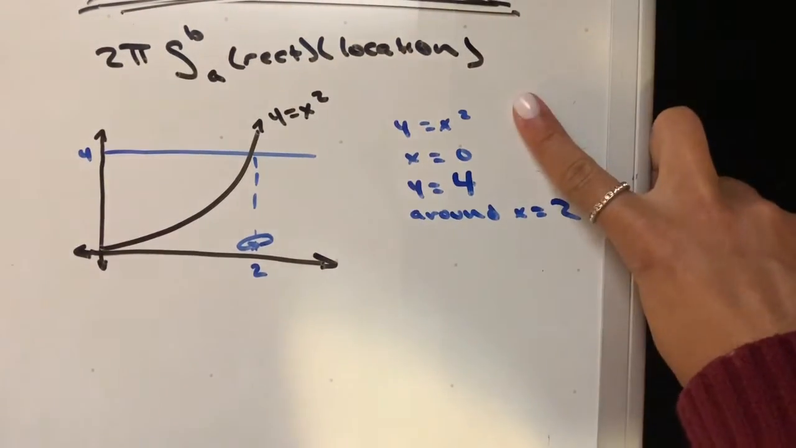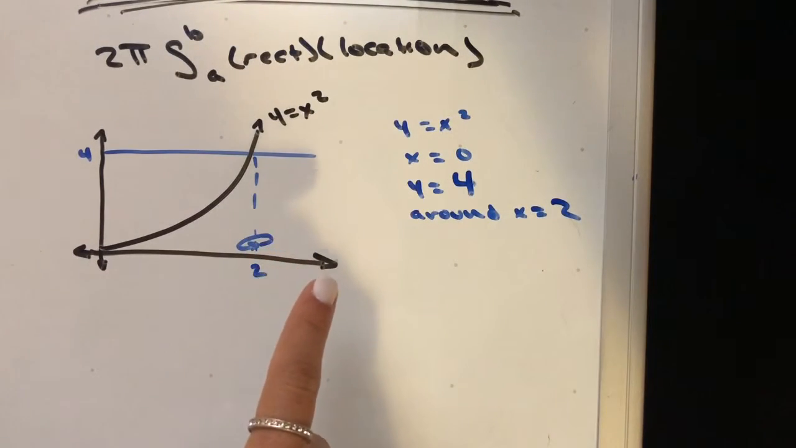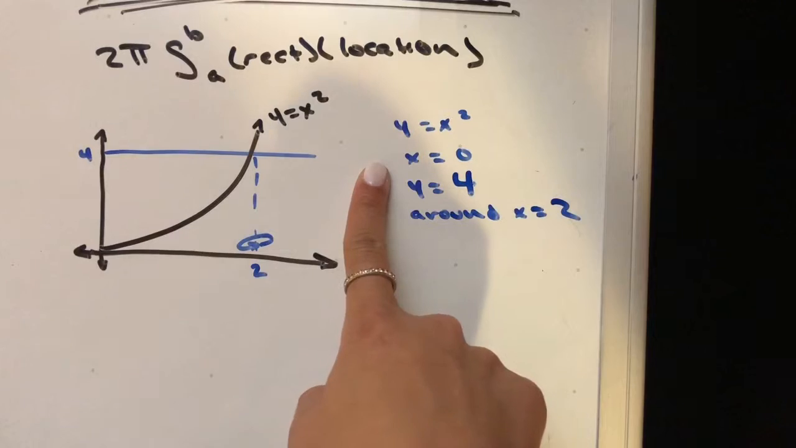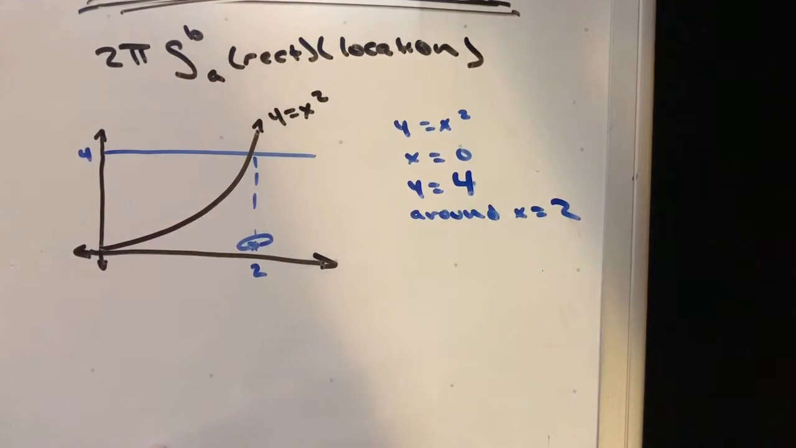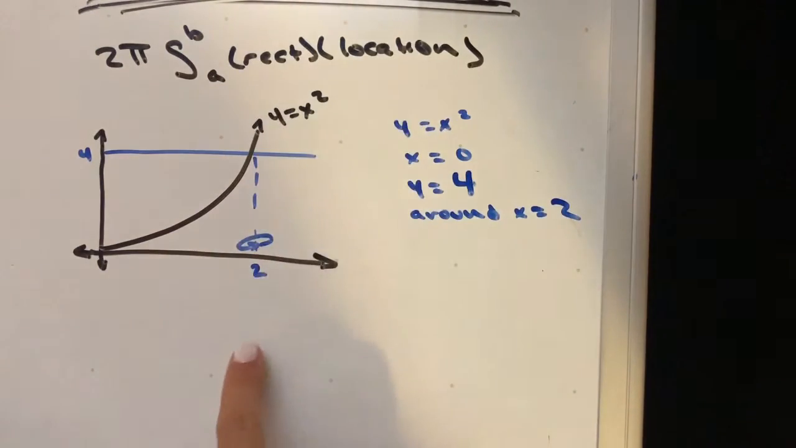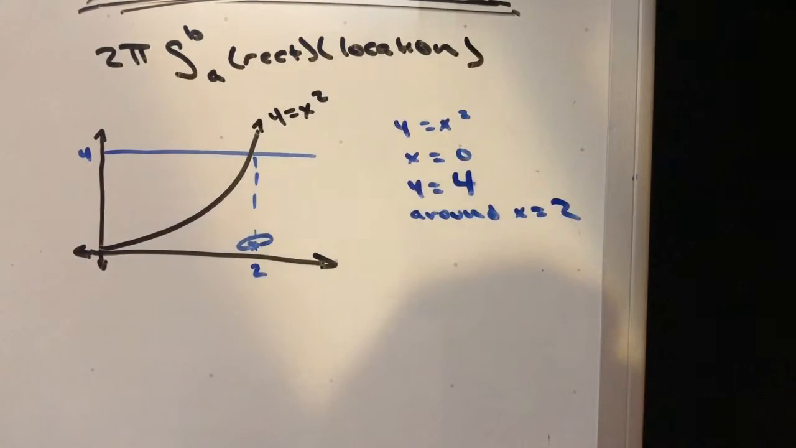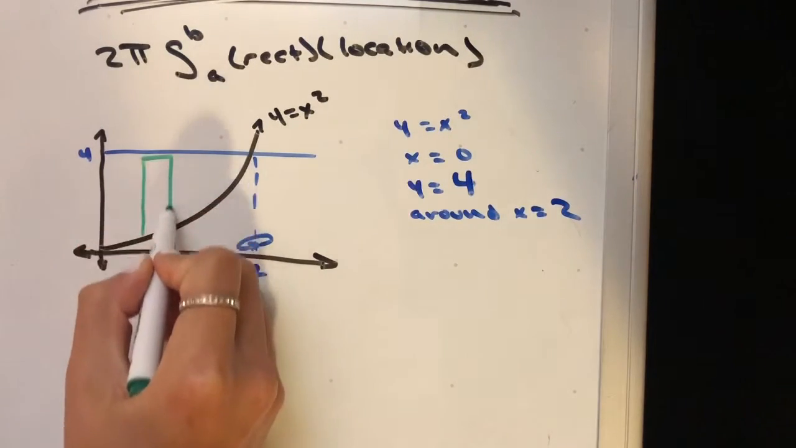We have the curve y equals x squared bounded by x equals 0 and y equals 4. So I drew the line y equals 4 and the axis is x equals 2. So I just drew the line x equals 2, and we know that that's going to be the axis of rotation because it was given to us. So we're going to draw our representative rectangle, which will be in between these two curves. So it's going to be like that.